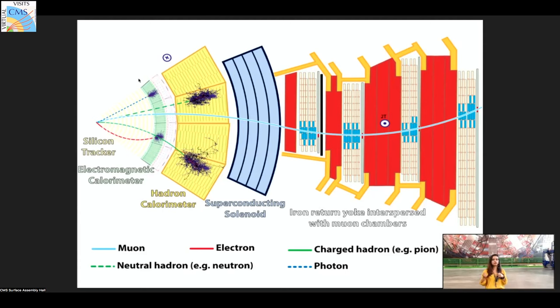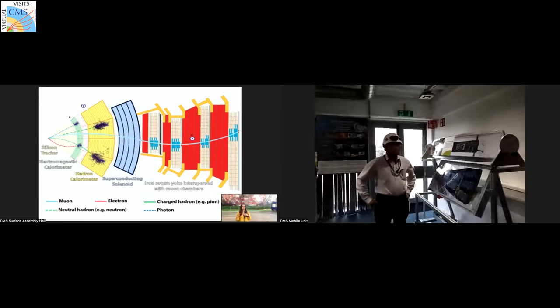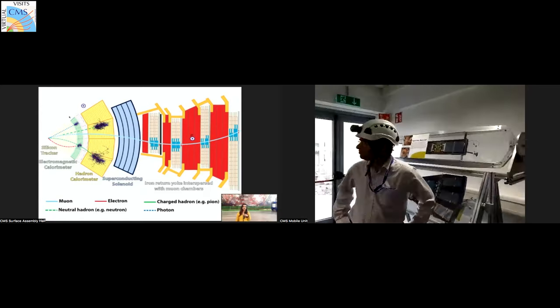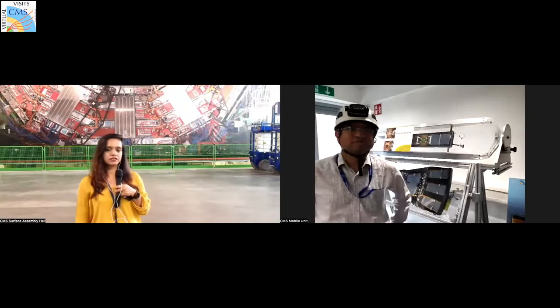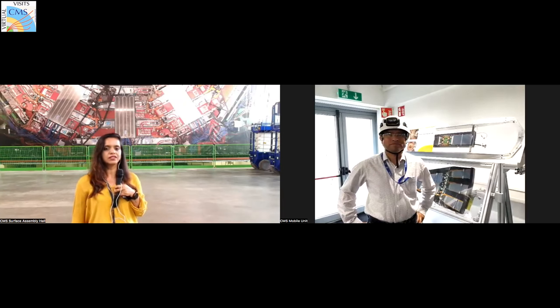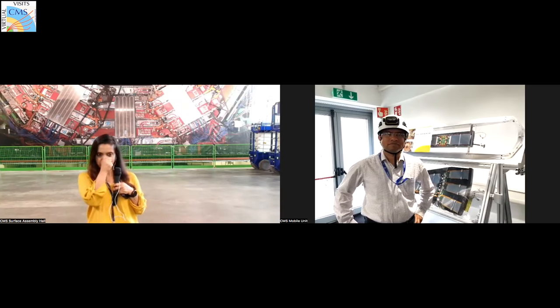In the barrel part, we have the drift tube chambers, and then we have the RPCs, the resistive plate chambers, and in the end cap we have the CSCs, the cathode strip chambers, and then we have the GEM. These are the new detectors which Archana ma'am is the main motivation to bring inside the CMS. There is a lot of hard work, lot of R&D, and lot of work from all the contributors, and India is also one of the countries responsible for building this detector and taking part in the operations.